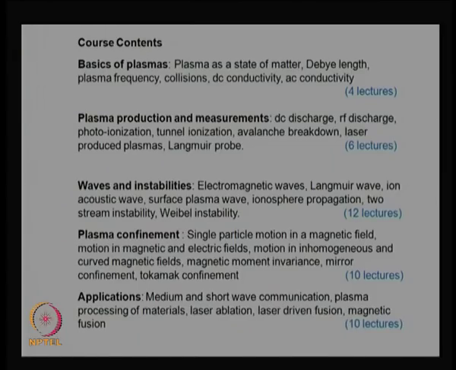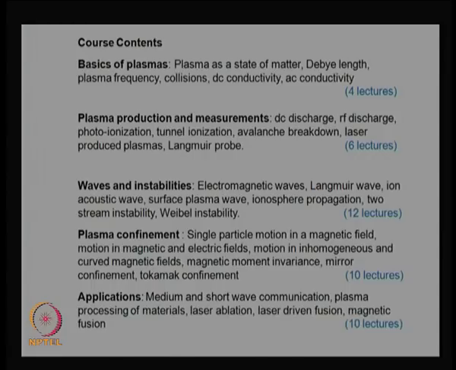First, I would like to give you a broad outline of the course. The course will contain the following topics. Four lectures will be given on basics of plasmas, that will include plasma as a state of matter, Debye length, plasma frequency, collisions, DC conductivity and AC conductivity, in magnetized as well as unmagnetized plasmas.